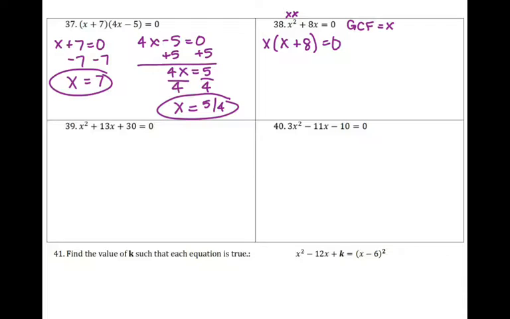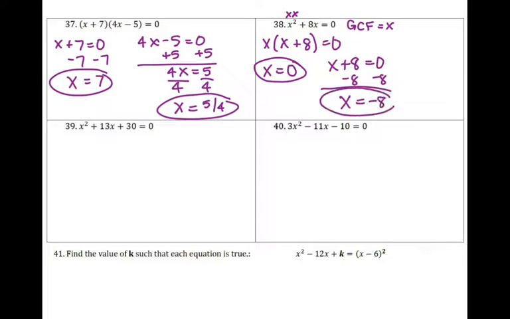And once again, I have my factors, and the zero product property tells me that I can set each factor equal to 0 and solve. First one, x equals 0, you're done. Second one, subtract 8 from both sides, and you get x equals negative 8.